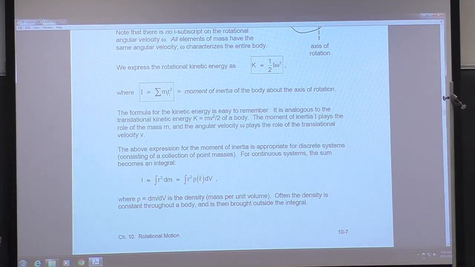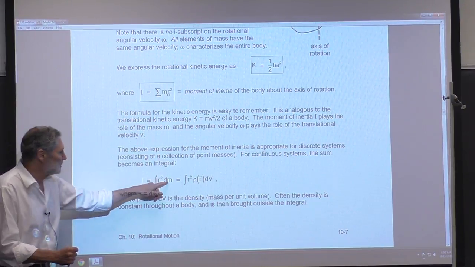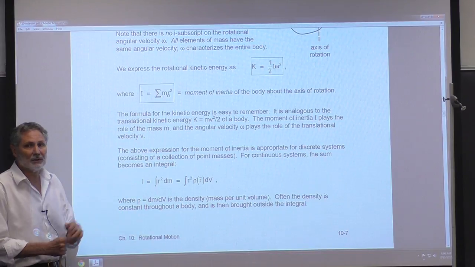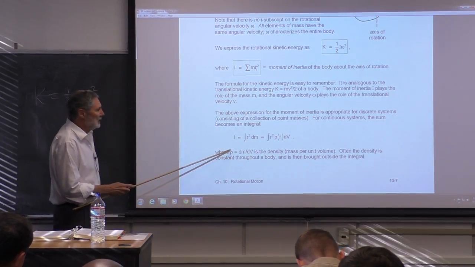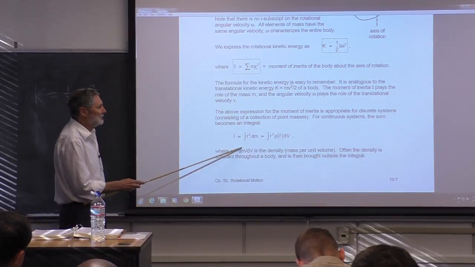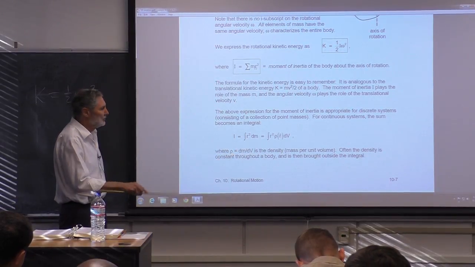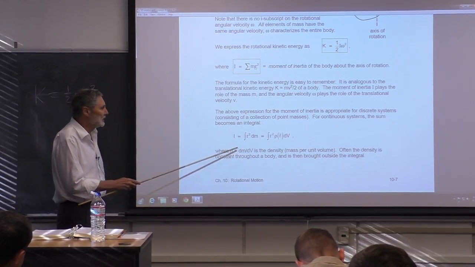To convert it to an integral that we can do, we want to get rid of this mass. We want to put it in terms of coordinates, right? A little bit of volume. So we do that with the density. The density is the mass per unit volume. So we'll go through some examples. We'll go through several examples of this.